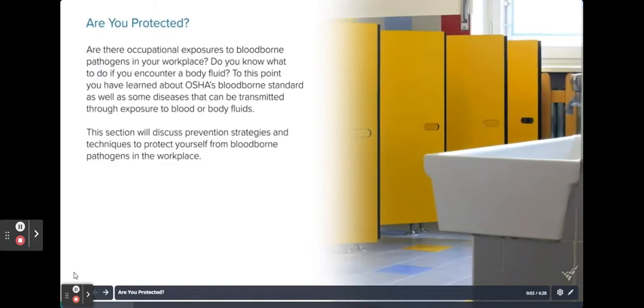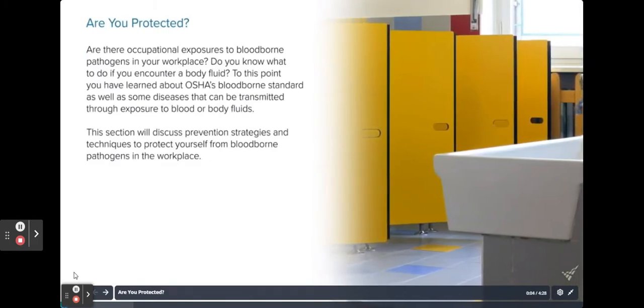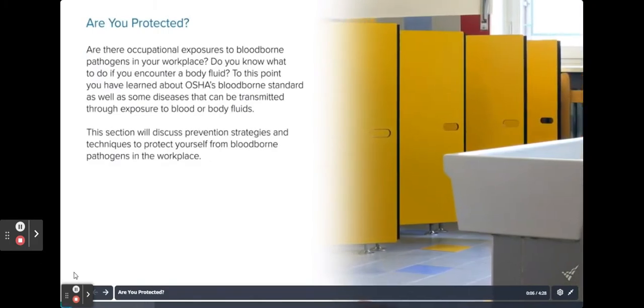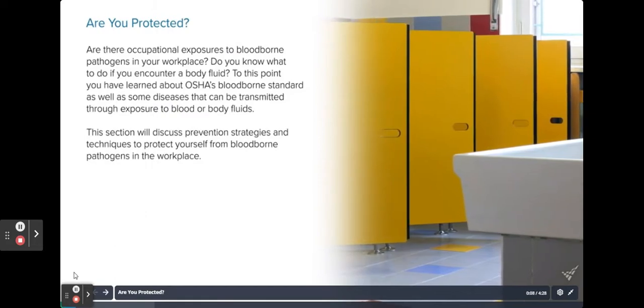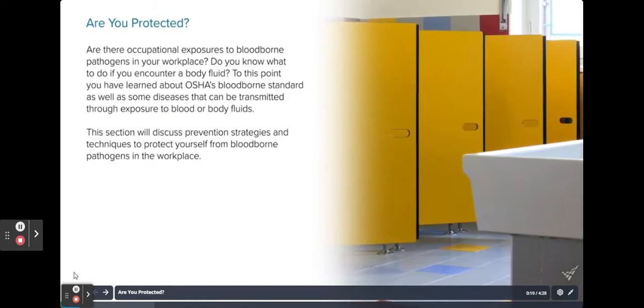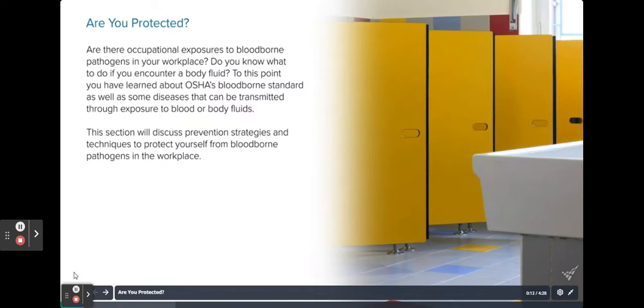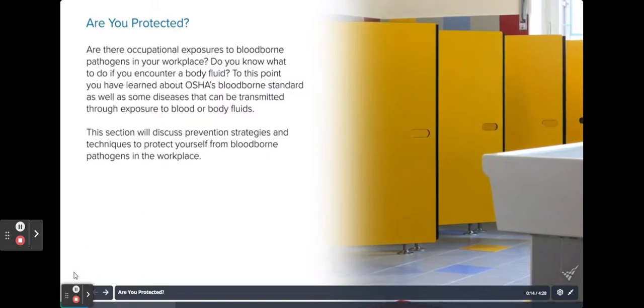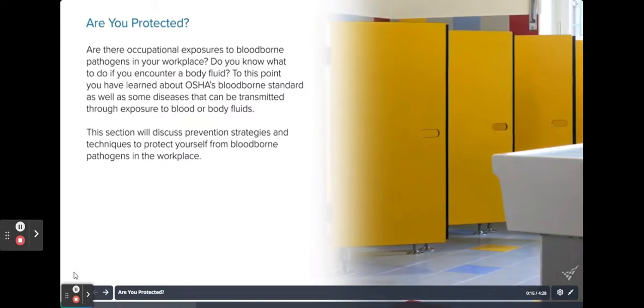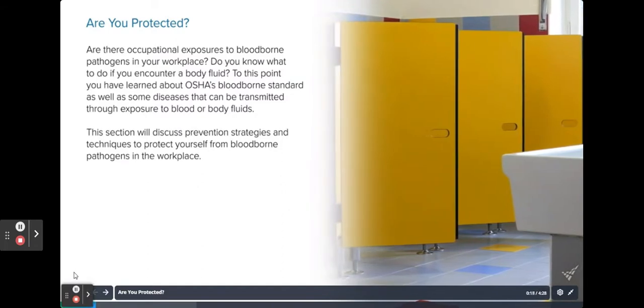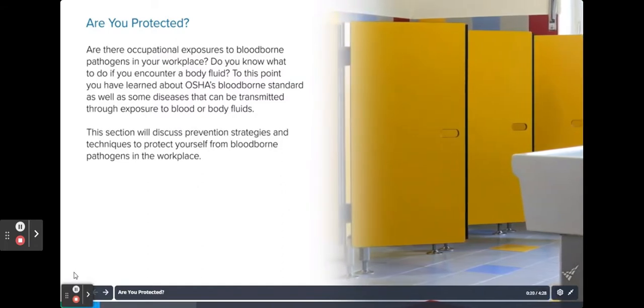Are there occupational exposures to bloodborne pathogens in your workplace? Do you know what to do if you encounter a body fluid? To this point, you have learned about OSHA's bloodborne standard, as well as some diseases that can be transmitted through exposure to blood or body fluids. This section will discuss prevention strategies and techniques to protect yourself from bloodborne pathogens in the workplace.